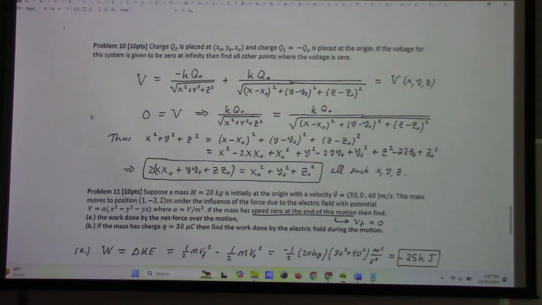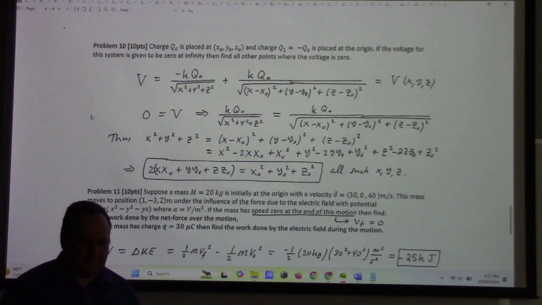Now here, I thought this problem had a nicer answer, and I was wrong.